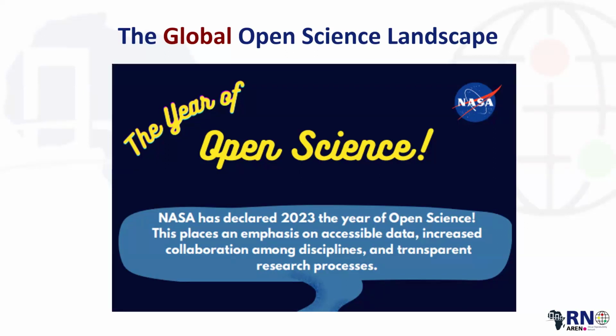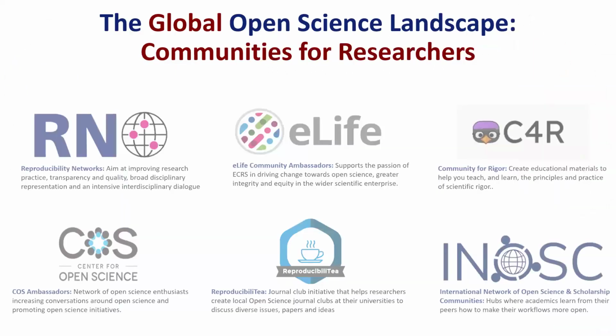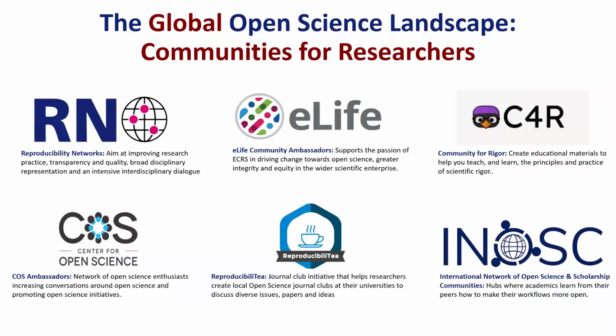So we are going to talk about the communities that have been set up within the open science global landscape. The first one is the reproducible networks, which Aaron is part of. And then we have the eLife community ambassadors, which James and I are also part of. We are all ambassadors of the eLife community, and these are all international communities that ensure that anyone can join.